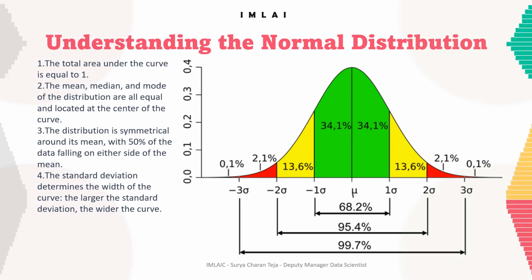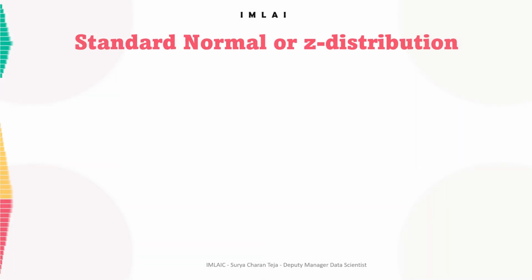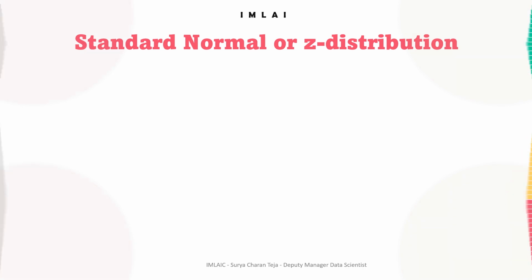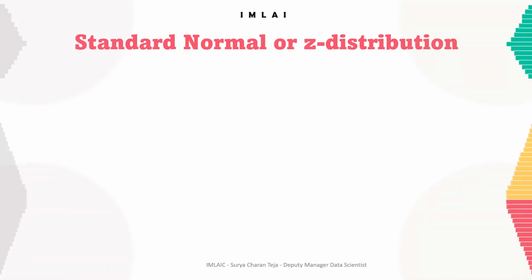Now let's look into the special type of normal distribution. What is that special? Let's see. It's called the standard normal or Z distribution. A standard normal distribution is one in which the units on the x-axis are expressed in terms of standard deviations away from the mean. To compare data to a standard normal distribution, you subtract the mean and then divide by the standard deviation, and this is called normalization or standardization. We normally call this standardization.